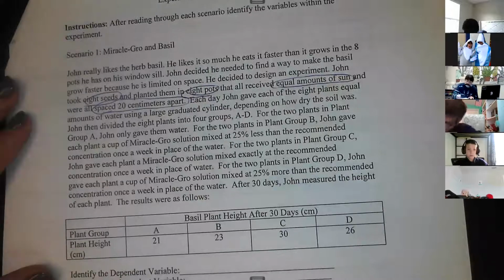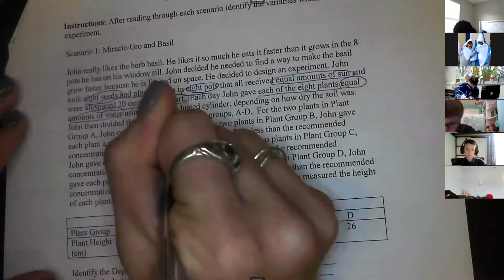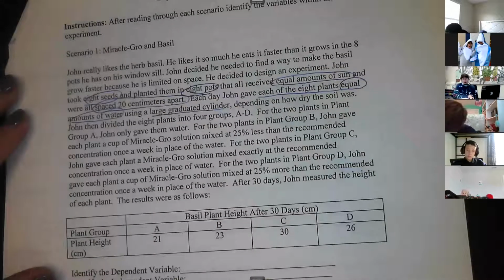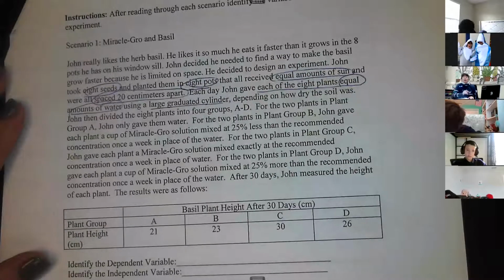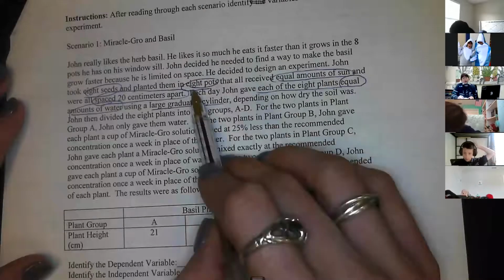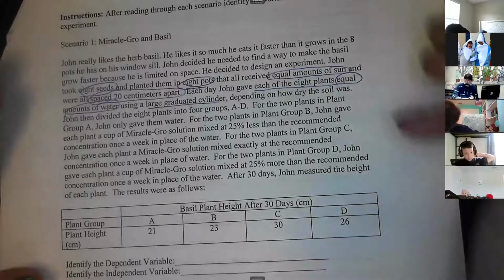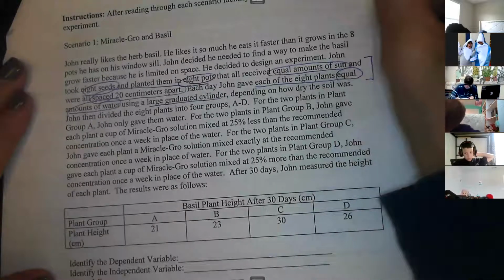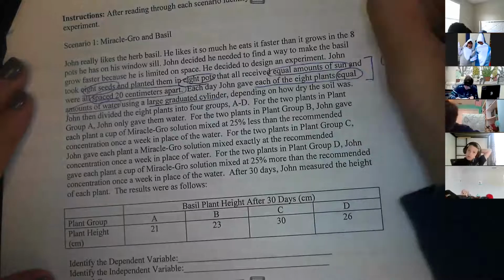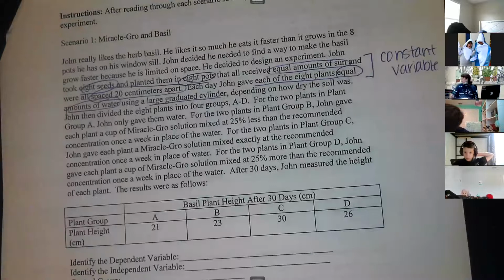Each day, John gave each of the 8 plants equal amounts of water using a large graduated cylinder, depending on how dry the soil was. Why would he give them all equal water and equal amounts of sun and the same size pot, same space apart? Landry? They're constants. Those are all constant variables. Good. Wait, what does constant variable mean again? Somebody help. Why do we have constant variables? To make sure there's not more than one thing we're changing, right?